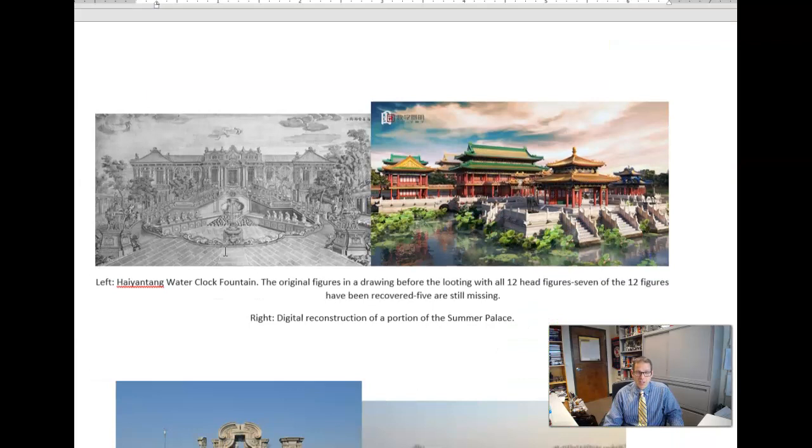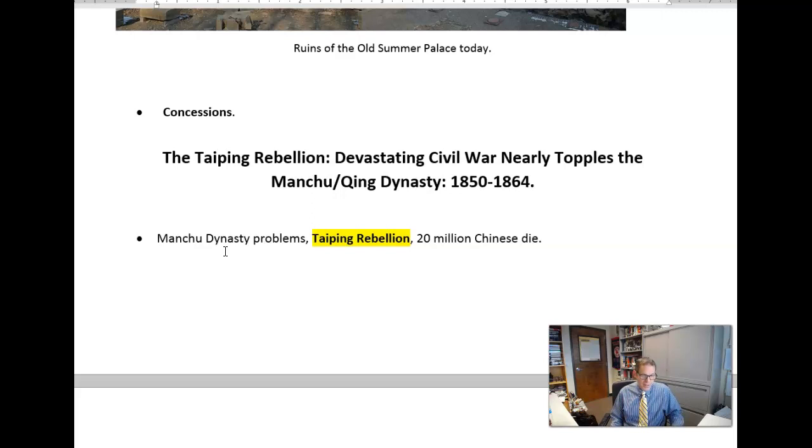The takeaway for you guys is simply that you can see the Western dominance over Asia, a certain level of condescension, and then destruction of traditional Asian culture.